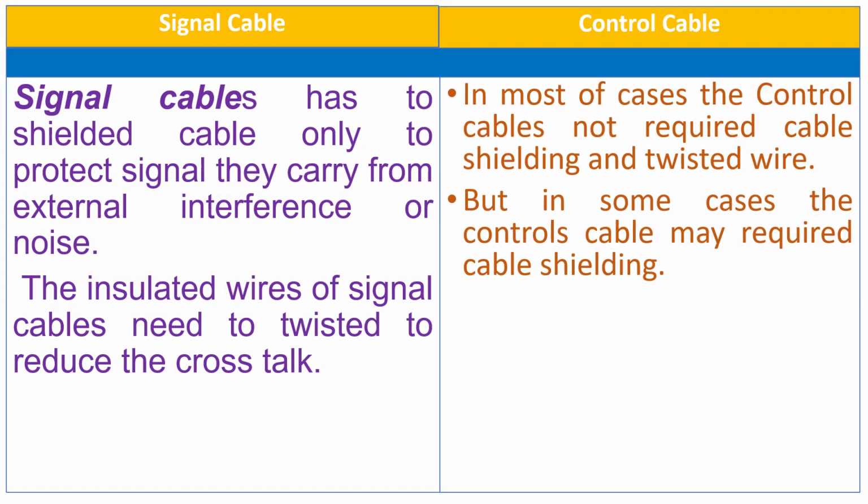The signal cables has to be shielded cable only to protect the signal they are carrying from external interference or noise. The insulated wires of signal cables need to be twisted to reduce the crosstalk. While in most of cases the control cables do not require any cable shielding and twisted pairs, but in some cases control cables may also have cable shielding.